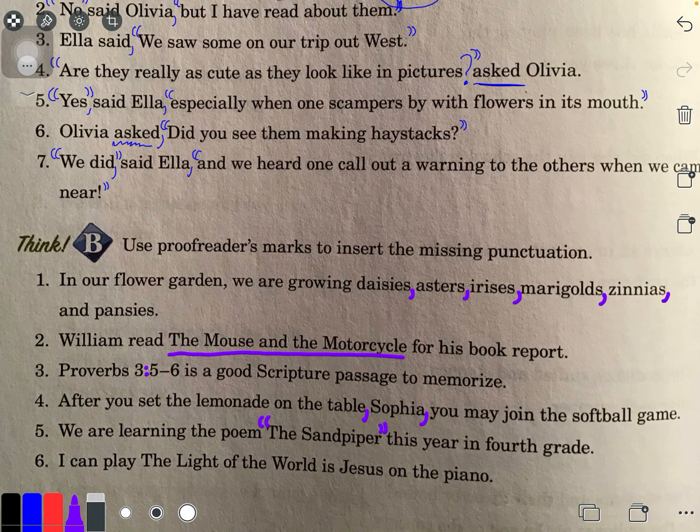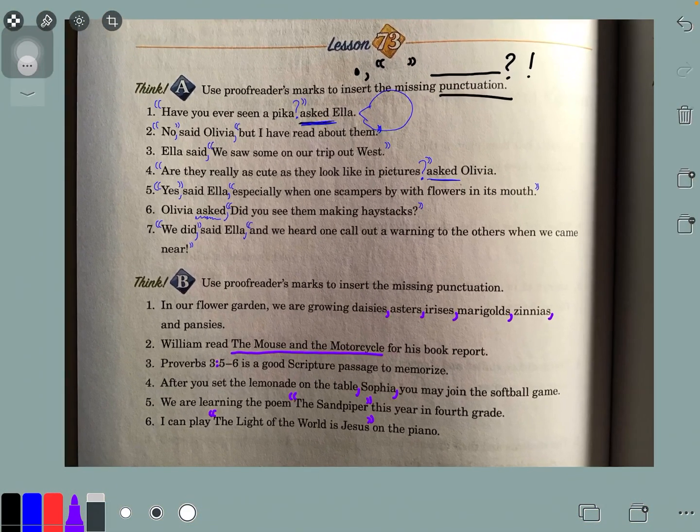I can play The Light of the World is Jesus on the piano. Oh, okay, so that's the name of a song. So I'm going to put quotation marks around the name of a song. It's a very long name for a song, isn't it? Okay, so that was all of lesson 73.